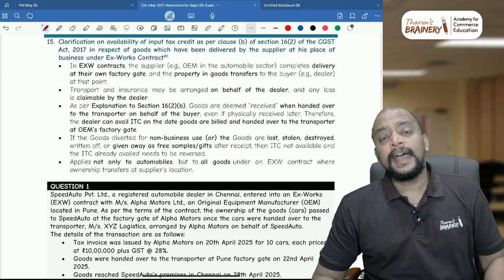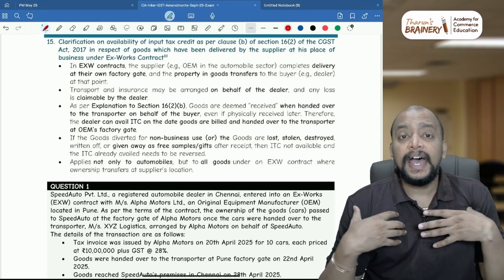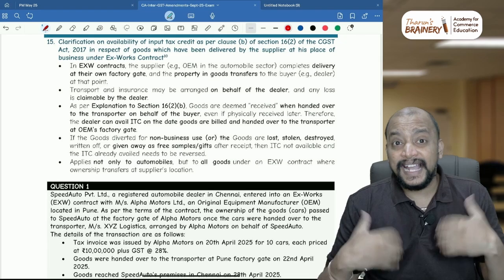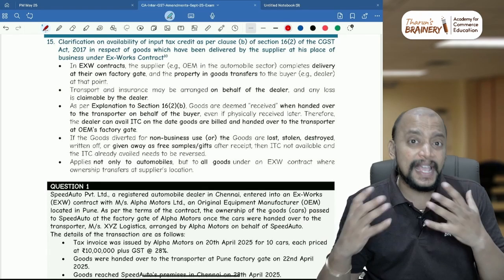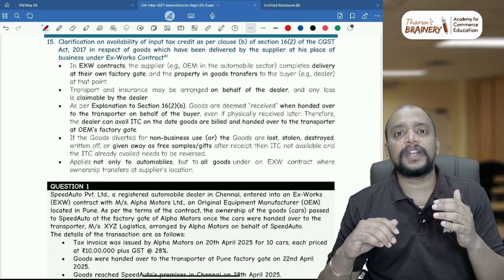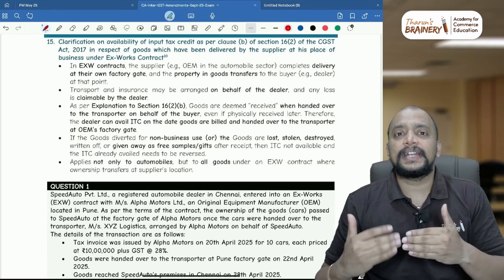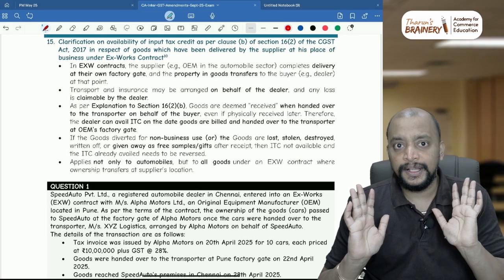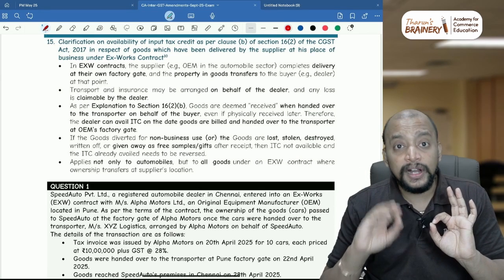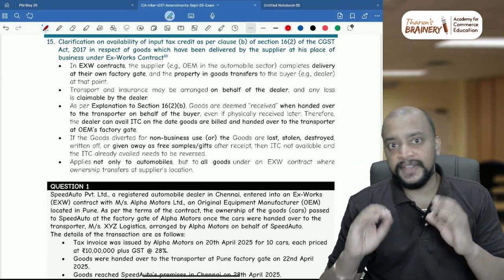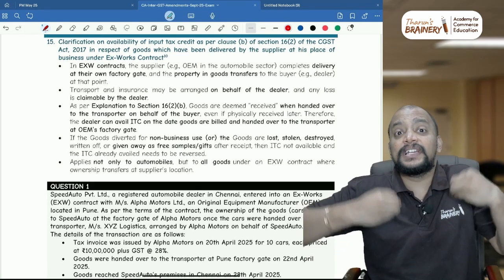Carefully listen. I am a manufacturer and I will be selling goods on ex-works contract. What does ex-works contract mean? Ex-works means at my factory gate, I will hand over the goods to you. That is called ex-factory price or ex-works contract, wherein at my factory gate, I will deliver the goods to you.